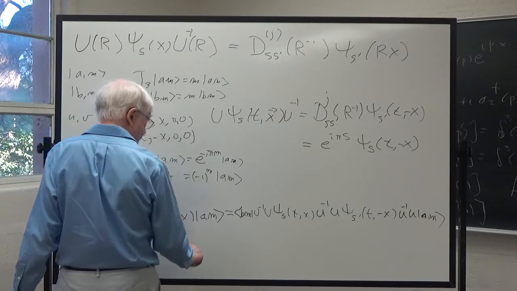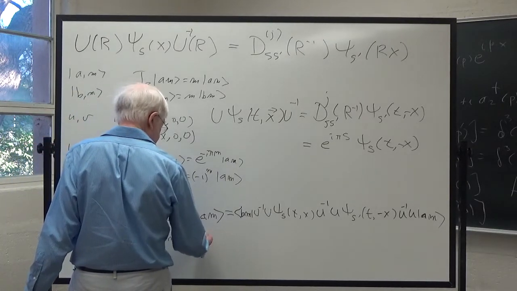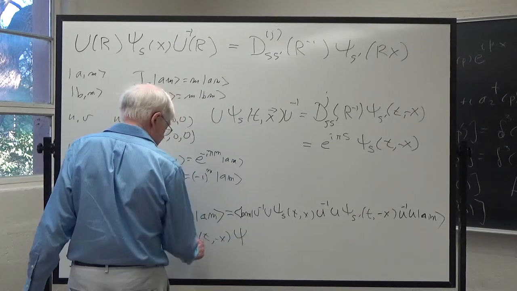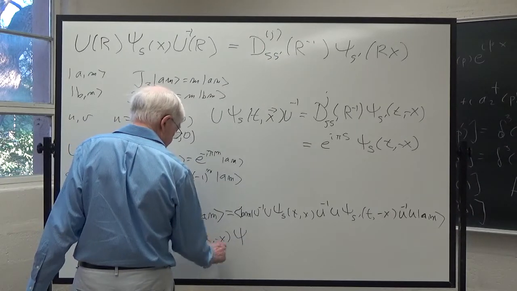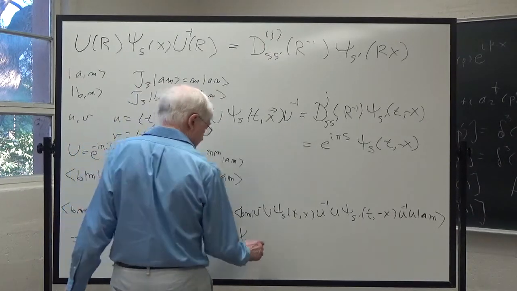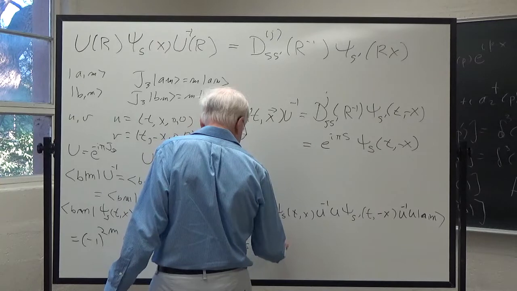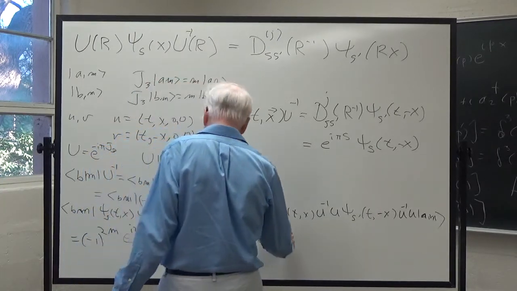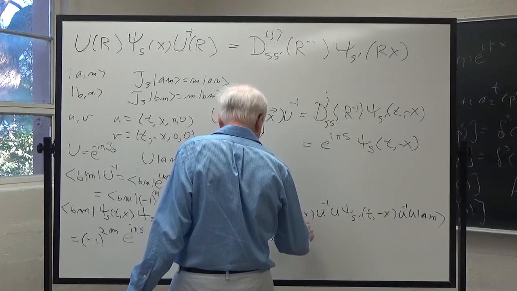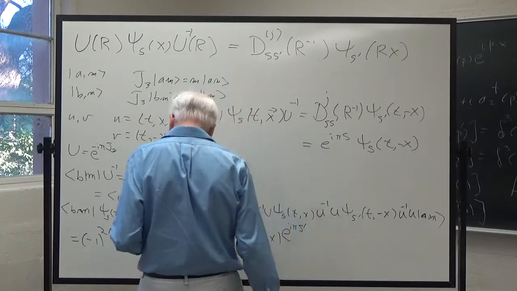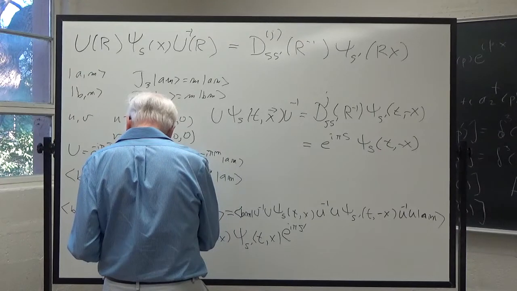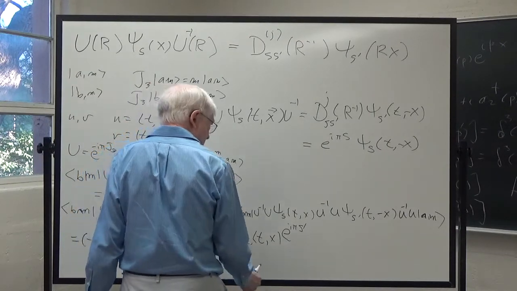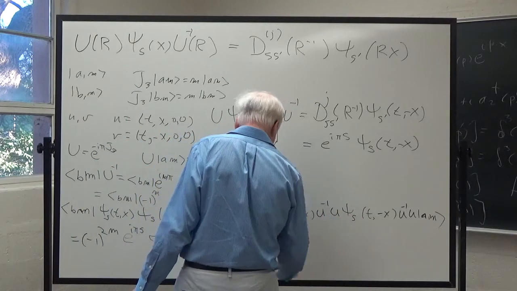Bm psi s of t minus x, and now this will be psi s prime of t and x, and again e to the I pi s prime. Or did I take the same s? I'm using the same s, so this is not s prime.